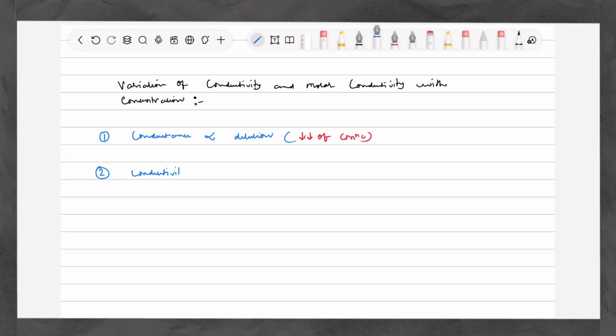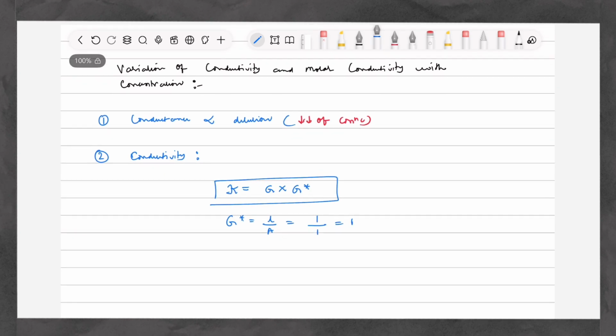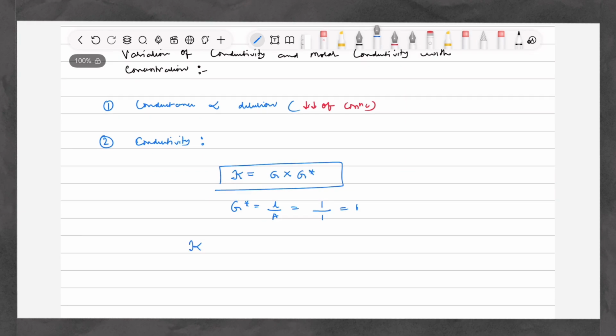Conductivity. So how do we define conductivity? To find conductivity, we use the concept of cell constant, and it was G into G star equal to kappa. So conductivity is equal to G into G star, and here G star is equal to length upon area. If I am taking 1 unit of length and 1 unit of area, then I will get G star equal to 1. So in this case, kappa will become G into G star, and G star is 1. So I will get kappa equal to G.